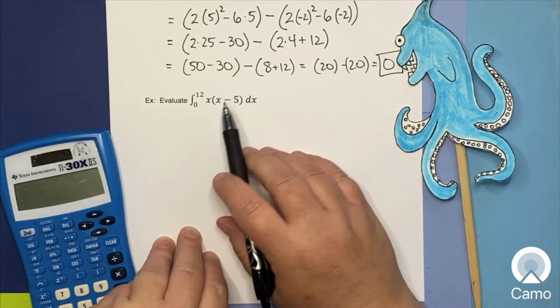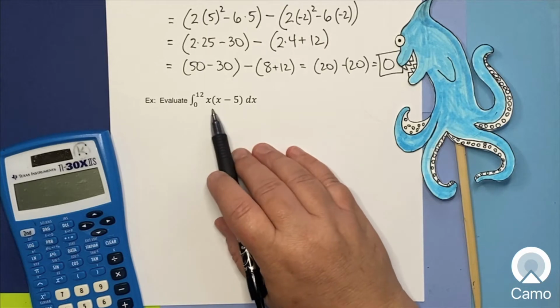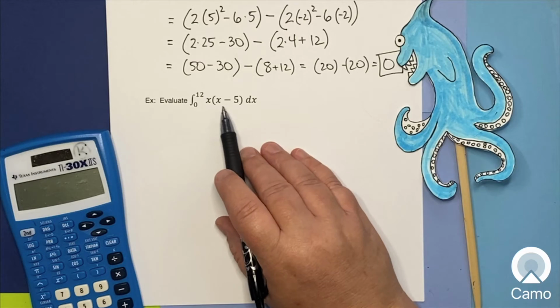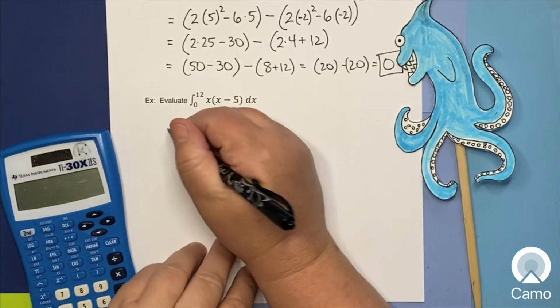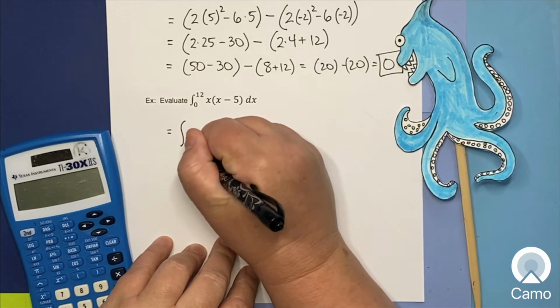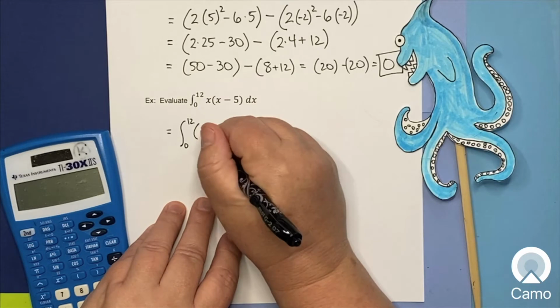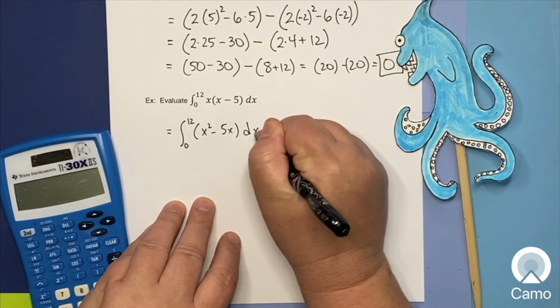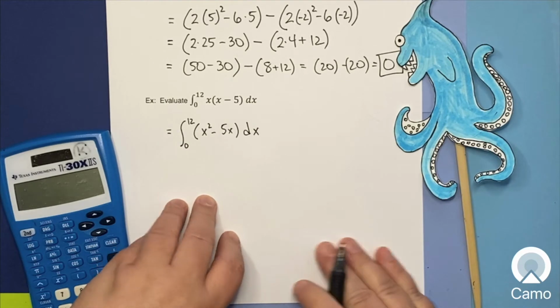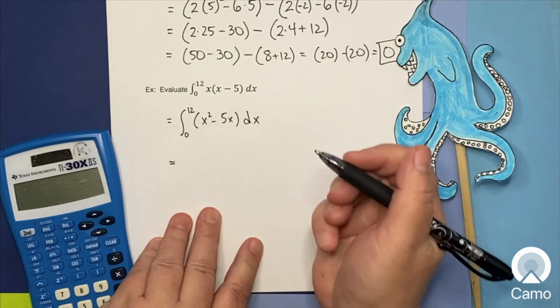But when I look at this, I think to myself, someone has made this very complicated by factoring, but taking the antiderivative of a factored expression is not easy. So the first thing that I'm going to go ahead and do is multiply this out. So in other words, I get x squared minus 5x dx in the integrand. Now, having done that, finding the antiderivative comes very quickly.